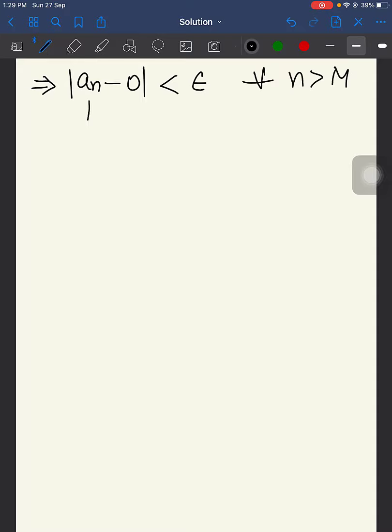Now again, this is the sequence, this is the limit, this is the challenger, this is the defender. So that means an is converging to 0. So that completes our proof. Now this is a special question. This is true only for the case of 0. Otherwise it may not be true if a non-zero number is there, right?